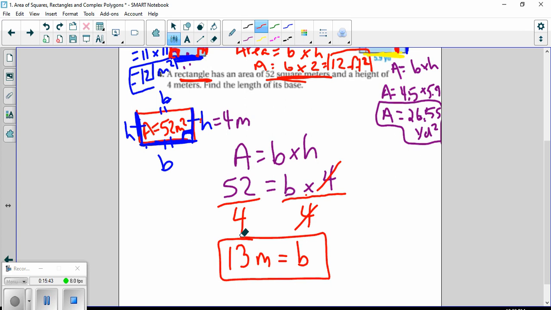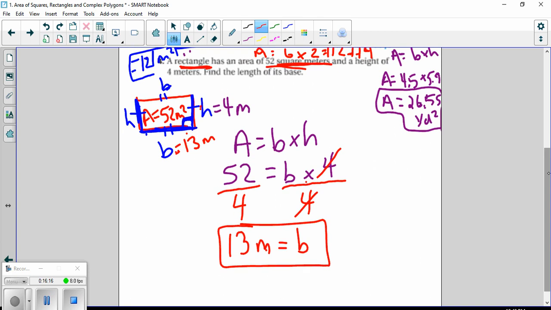It's not meters squared, because that would be talking about an area, which we already had. We knew that the area was 52 meters squared. If we're talking about just a side length, it's just straight meters. There's no meters squared in a side length. So my B, I can come over here and write, is 13 meters. And you can always double check your work. Is 13 times 4 equal to 52? And the answer there is yes.